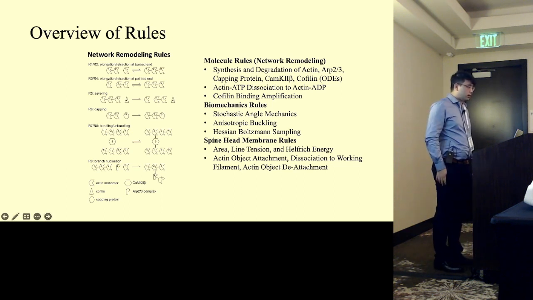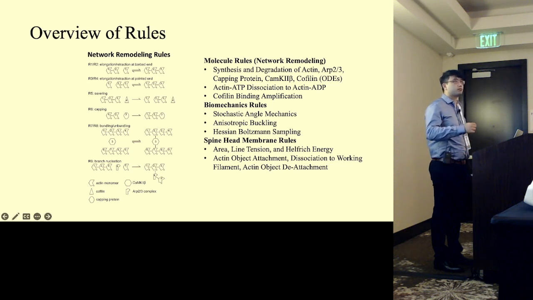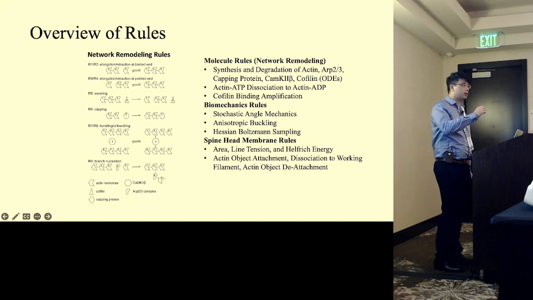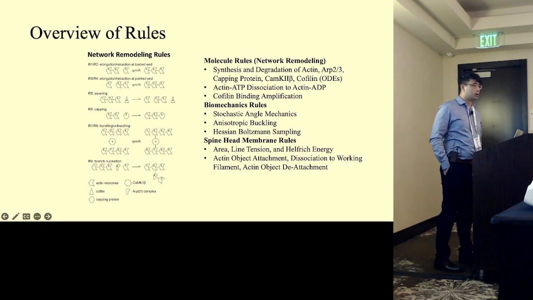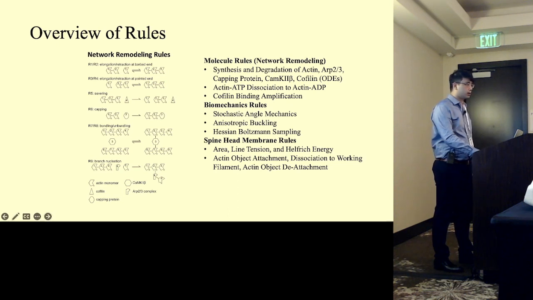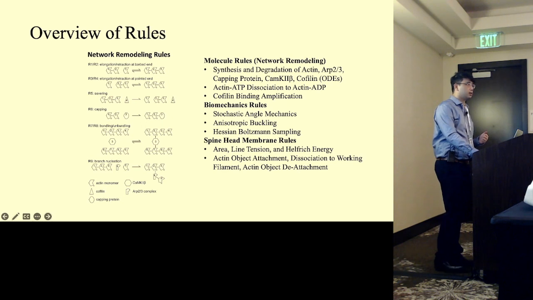And then these actins can detach from the membrane, leading to the curvature of the membrane taking over and no longer being connected to the same ID as a spine head membrane vertex.